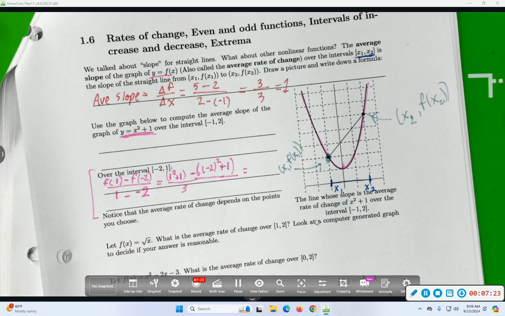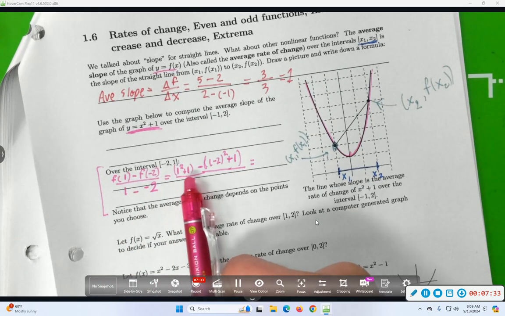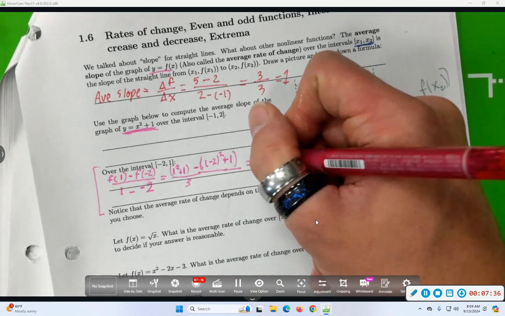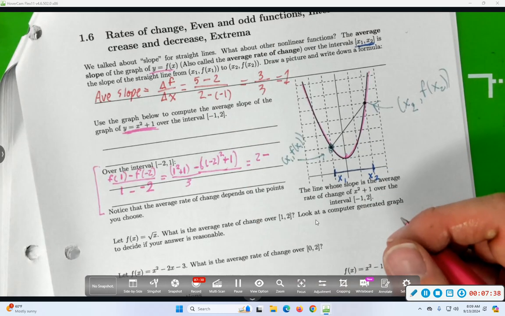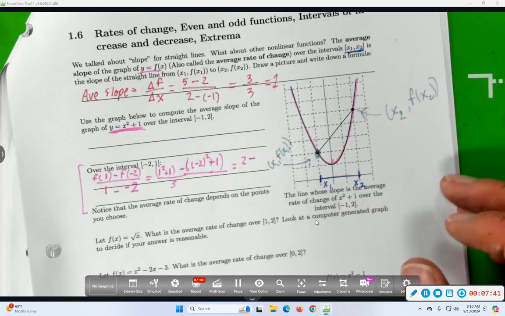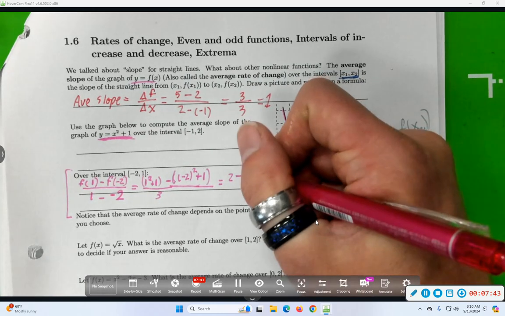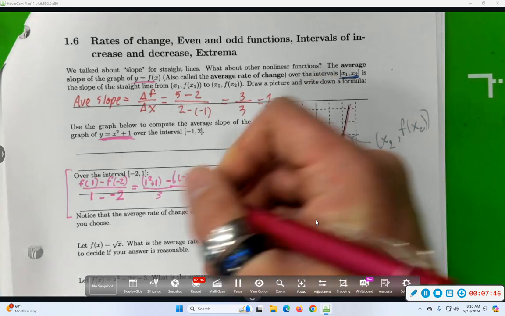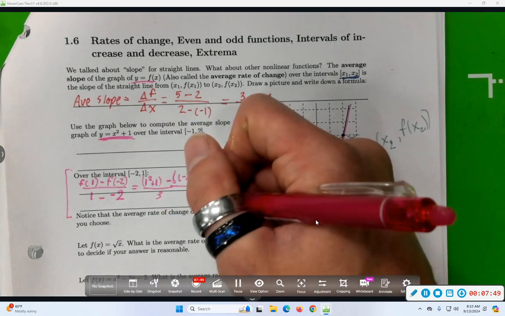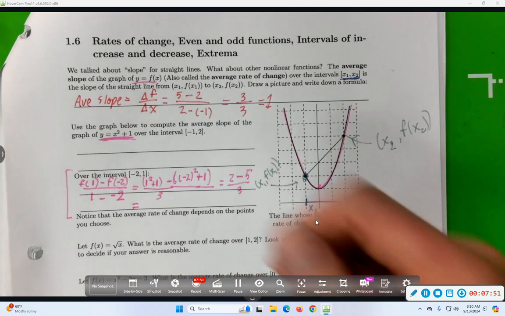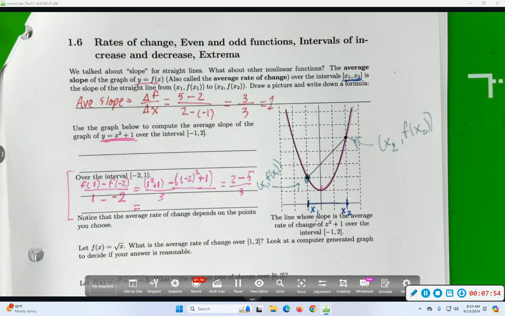That looks like something that is perfectly reasonable to compute. Yeah, it looks like there are a few things to do, but nothing so bad. 1 squared is 1, plus 1 is 2. Minus 2 squared is positive 4, plus 1 is 5. There. Keep on simplifying. 2 minus 5 over 3 is negative 1? Because it's negative 3 over 3?